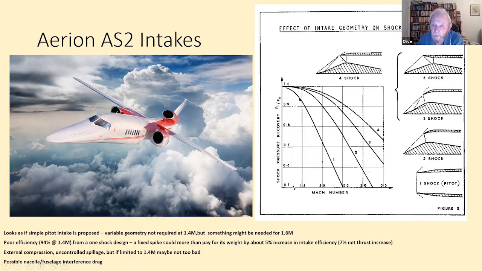And to somebody building Concorde, a 4% loss of intake efficiency, which at Mach 1.4 translates to... it could be about a 5% increase in intake efficiency if you put a spike in, and that at Mach 1.4 would translate into a 7% increase in thrust. Believe me, thrust is at a premium. As I said earlier, you've got no spillage control.